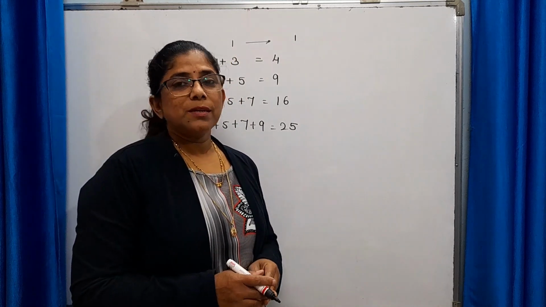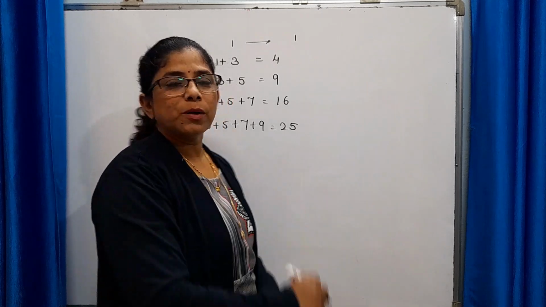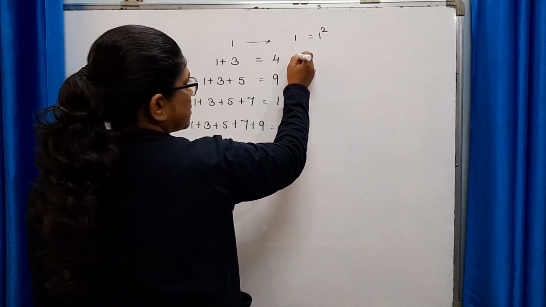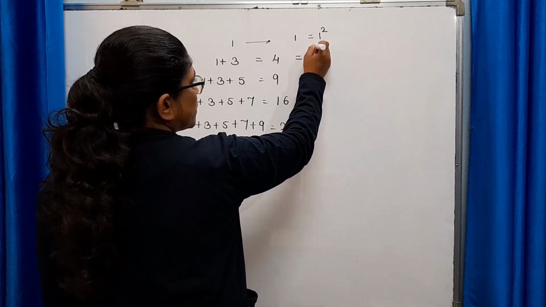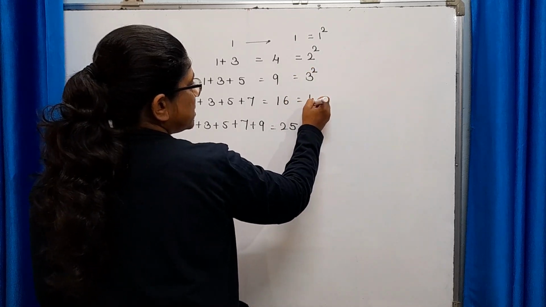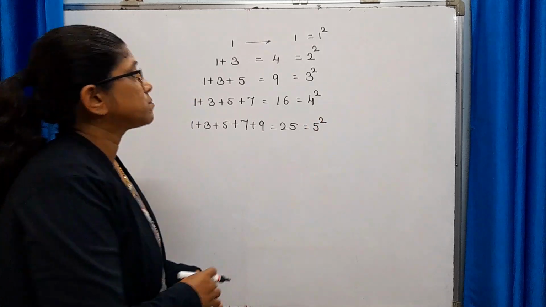What are these numbers? These are nothing but perfect squares. Perfect squares of which numbers? 1 is the square of 1. 4 is the square of 2. 9 is the square of 3. 16 is the square of 4. 25 is the square of 5.